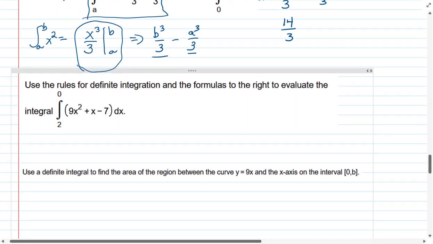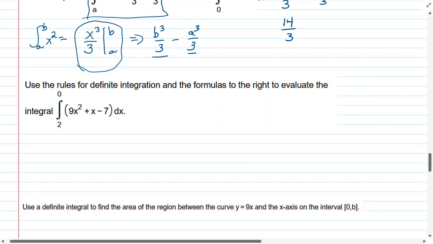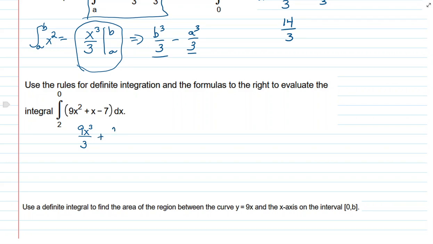Now, here we have a polynomial. In this polynomial, we want to find the integration from 2 to 0. Again, we have the larger one, we have the b and a. But it doesn't matter. We're just going to do it. Well, I'm going to have a 9x cubed divided by 3. Sorry about that.